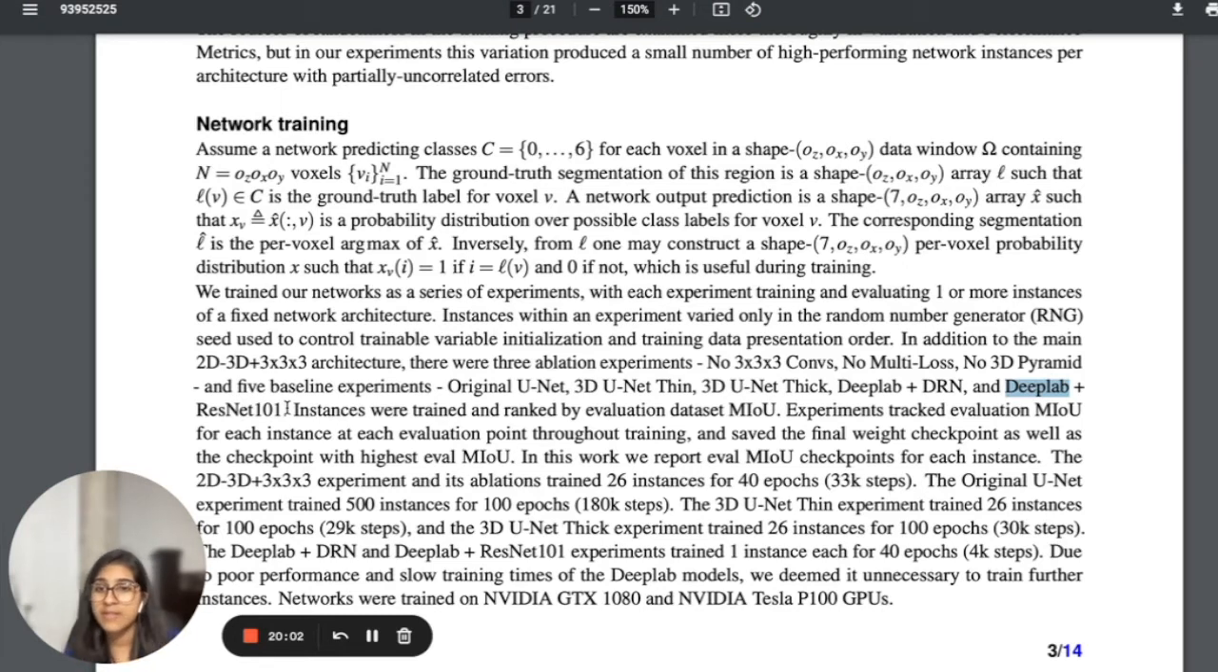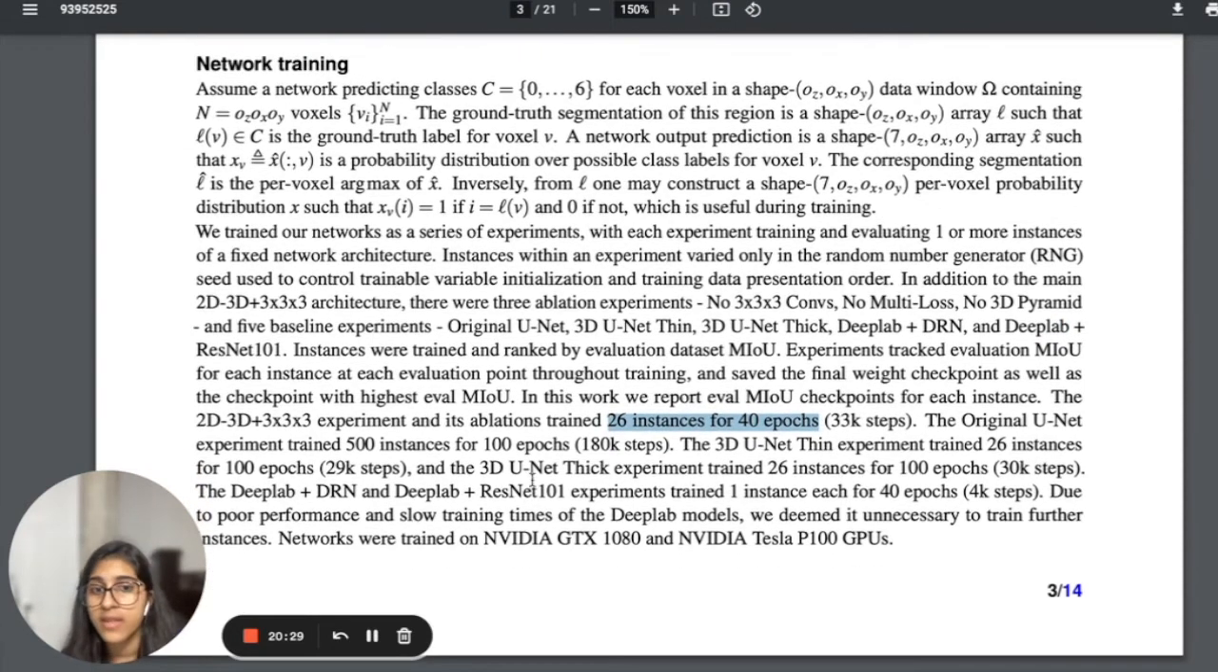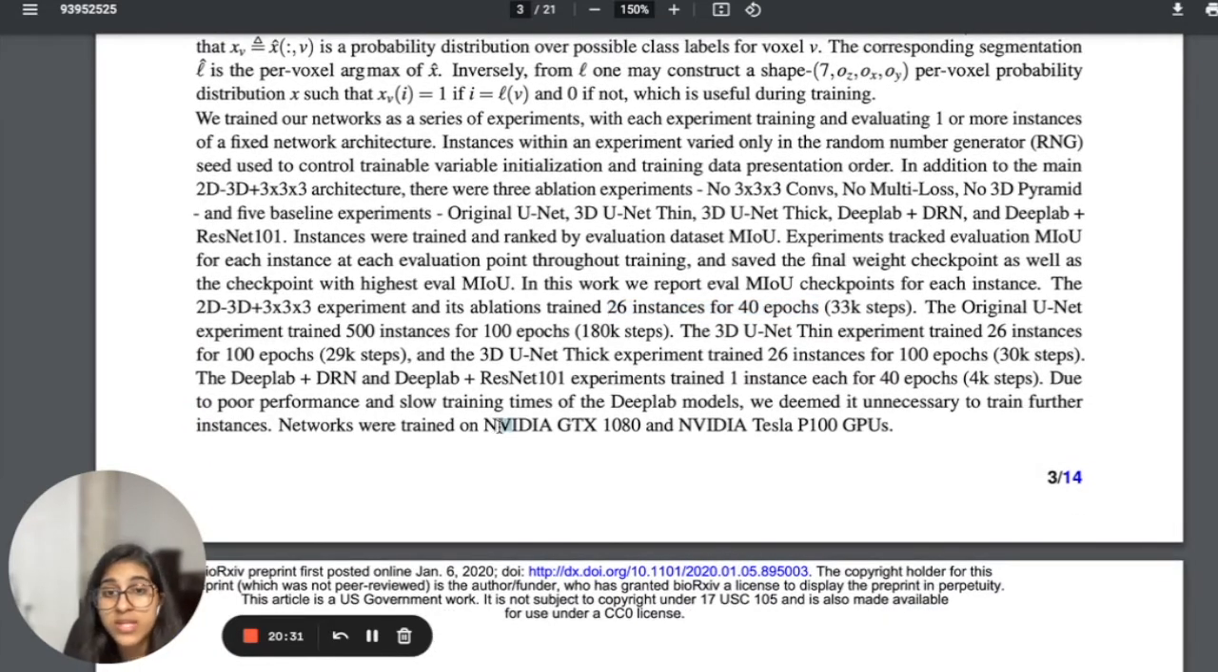So they calculated the training for every single one of them, and then they used MIOU, which is basically mean intersection over union, and it's basically a metric score to find the accuracy, and I believe there is also a formula for that as well, and it does talk more about how they calculated it. So here it talks about how it trained 26 instances for 40 epochs, and that was 33,000 steps. And then they just talk about the GPUs that they used.